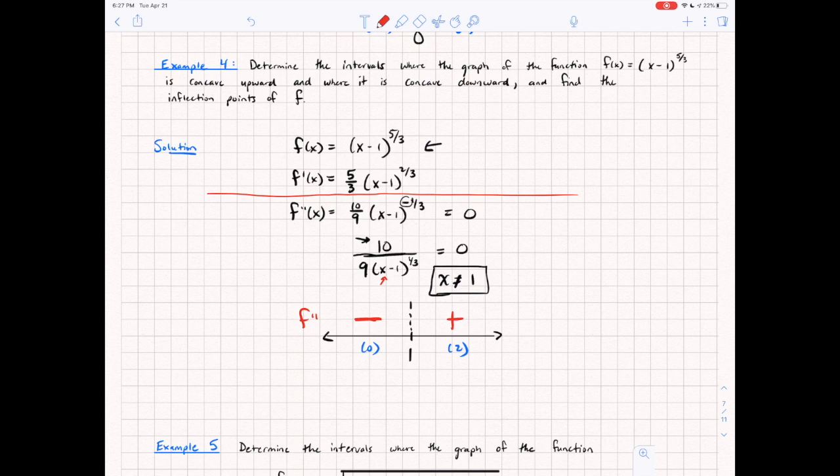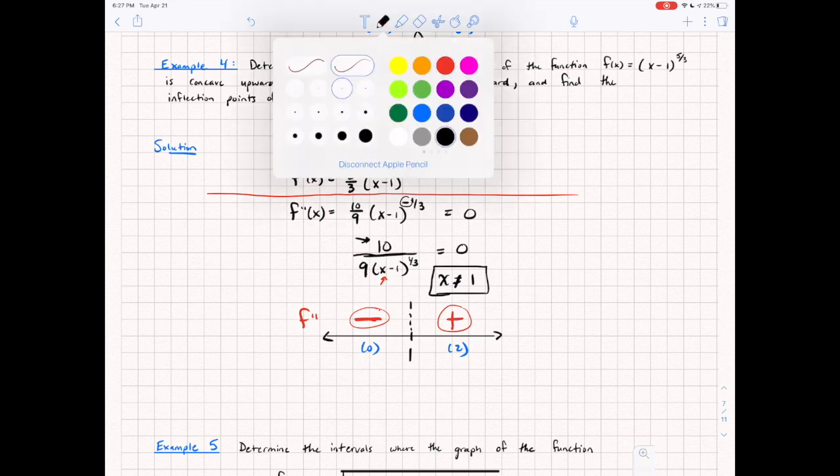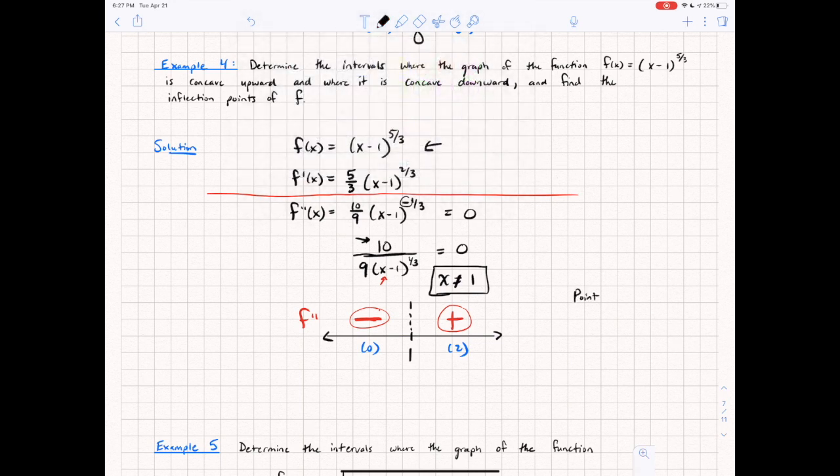overall. So notice that at 1 here, there is a change in my concavity. So that means that I do have a point of inflection at x is equal to 1 in the original function. I also know about my concavity, so let's go ahead and answer that. So I'm concave upward on the interval from 1 to infinity, and I'm concave downward on the interval from negative infinity to 1.